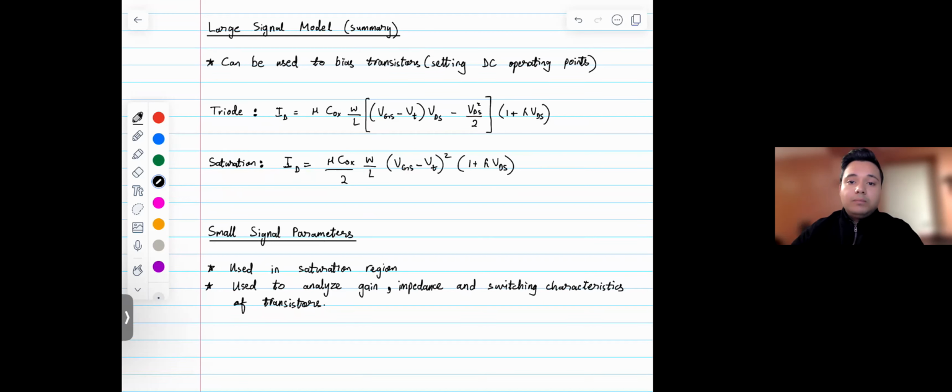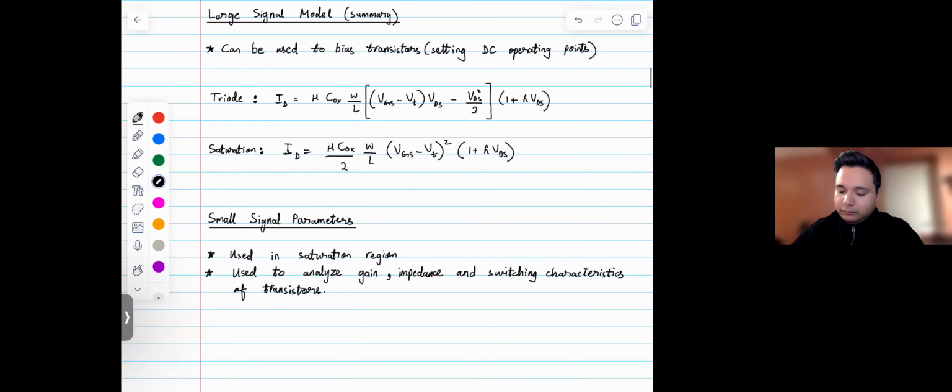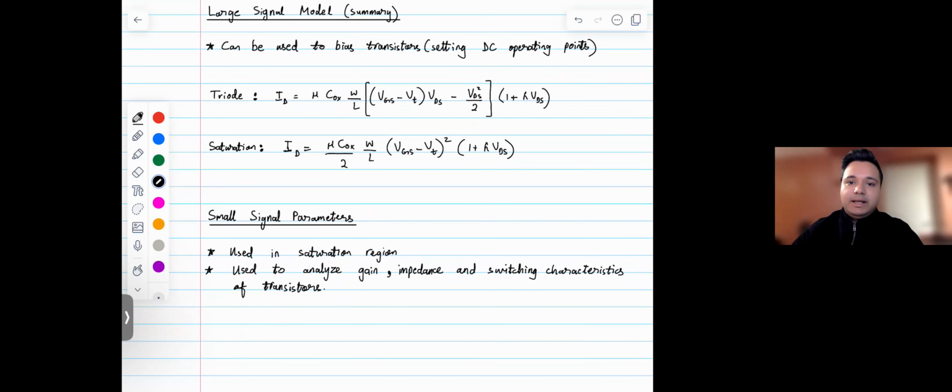So the large signal model, or the square law equation, is used for biasing the transistor. For example, if you want to park your transistor into saturation, you would use these equations to do so. So basically, yeah, just setting DC operating points.